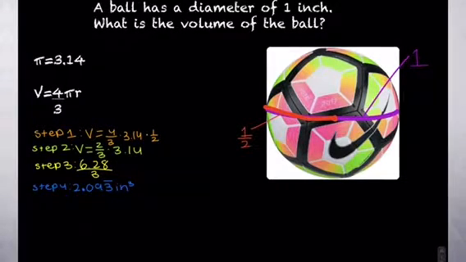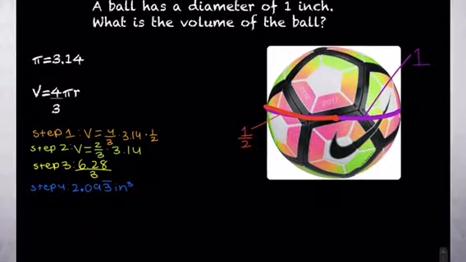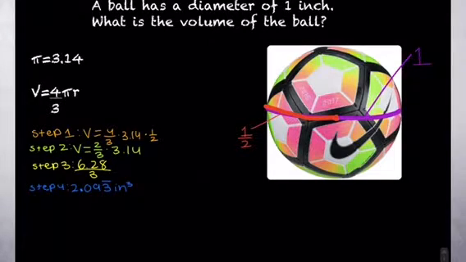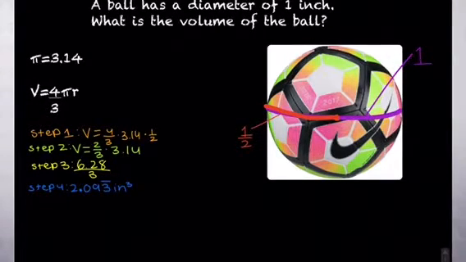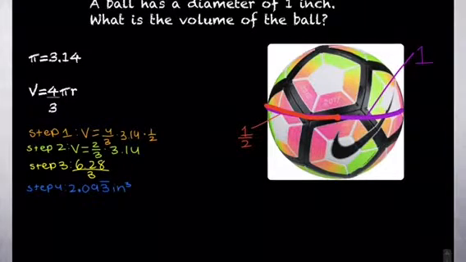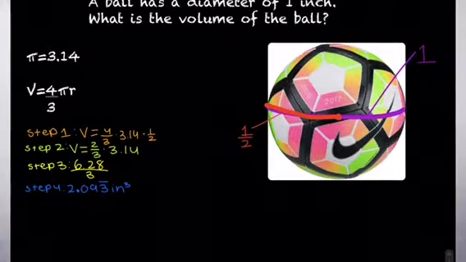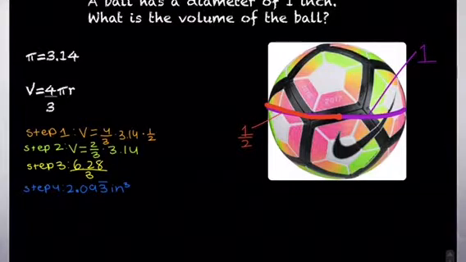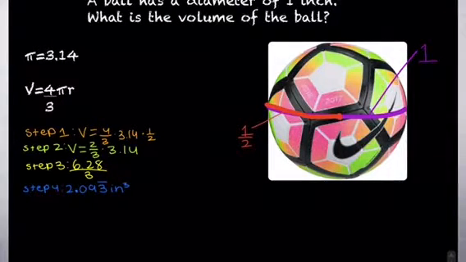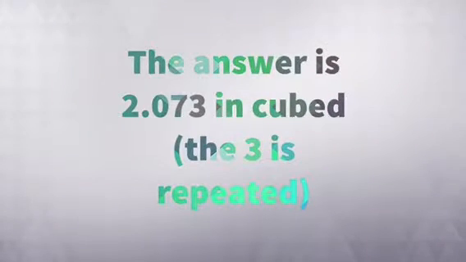cubed for step 1. In step 2, I got V equals 2/3 times 3.14 because I multiplied the fractions. In step 3, I got 6.28/3. I multiplied 3.14 and 2 and divided it all by 3. In the final step, step 4, I got 2.09 and the 3 is repeating, inches cubed. The answer is 2.093 inches cubed. The 3 is repeated.